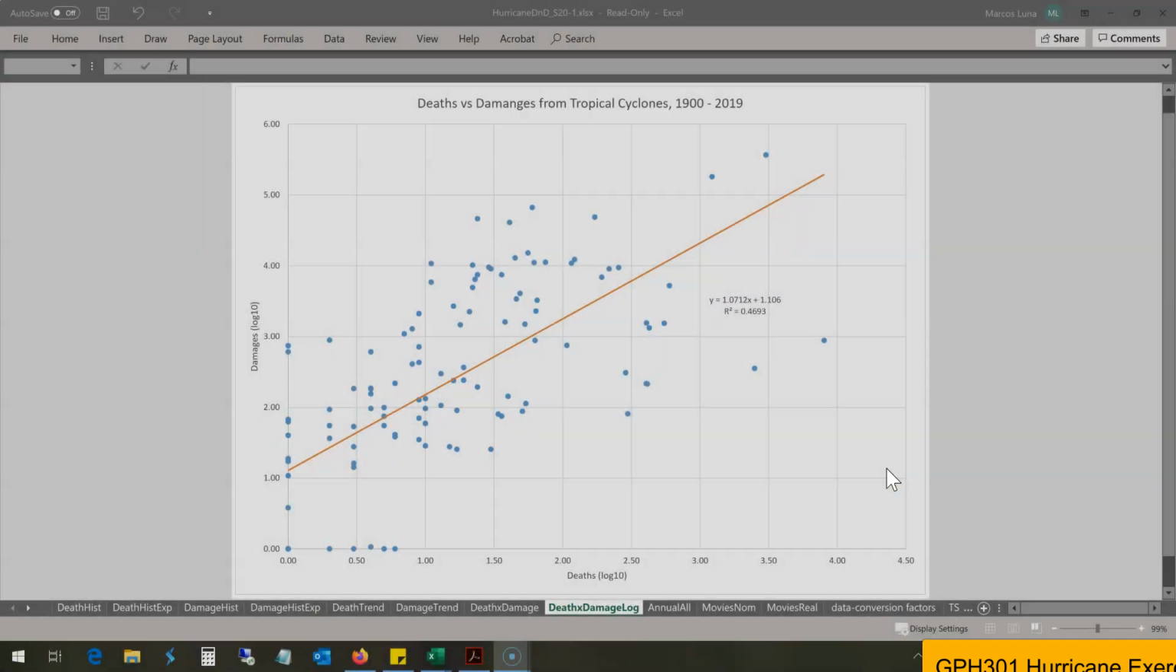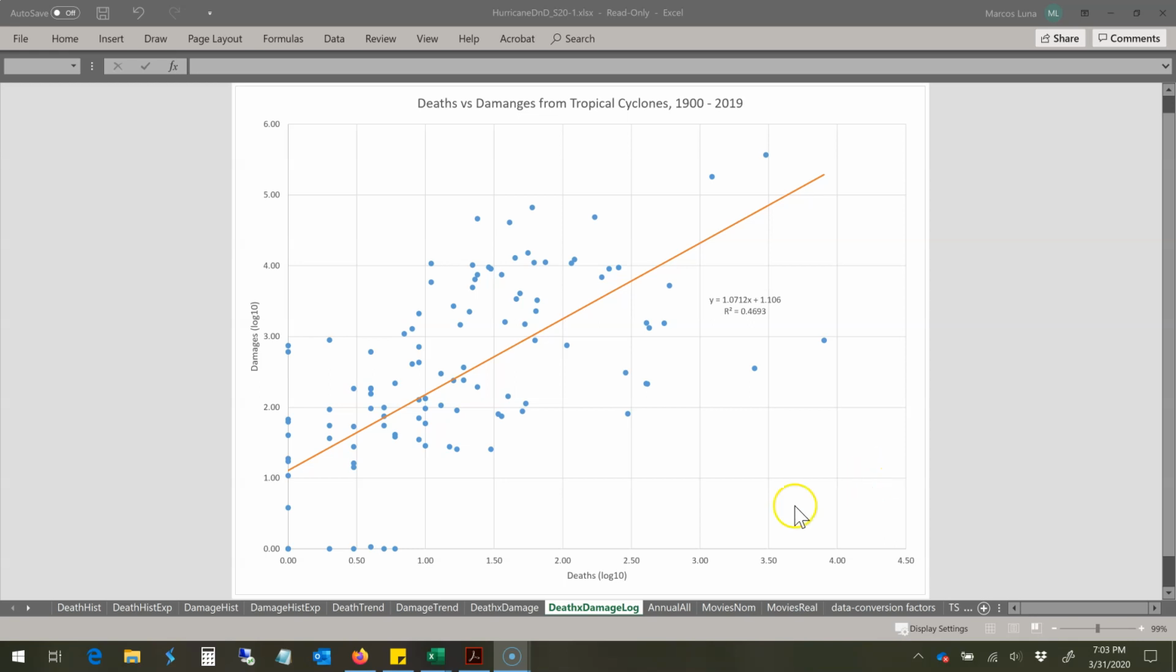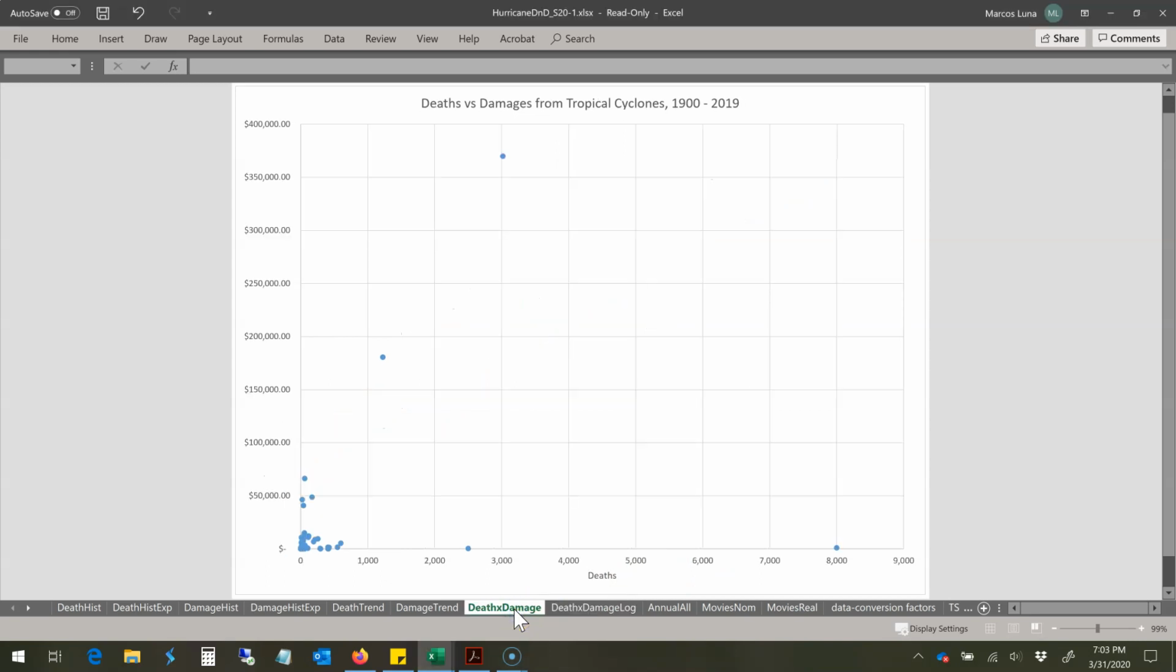This lecture is a continuation of the walkthrough for exercise Hurricane Part 3, looking at relationships. In the previous video, we were looking at the relationship between death and damages from tropical cyclones in the North Atlantic. We took that data and initially looked at a scatter plot of the two data sets of deaths and damages just as they were. And we don't see any apparent relationship here.